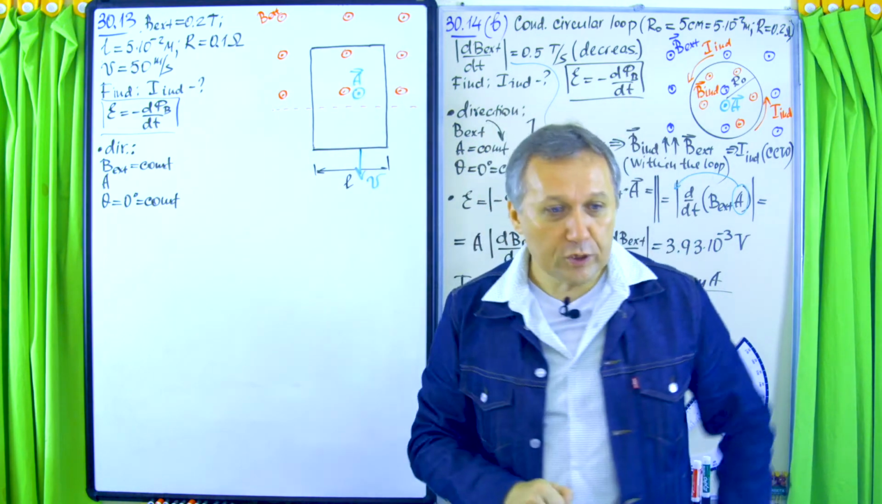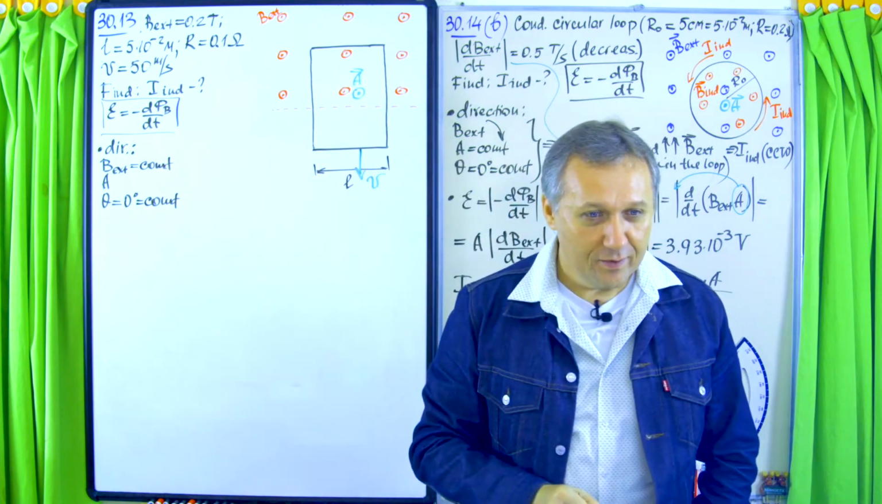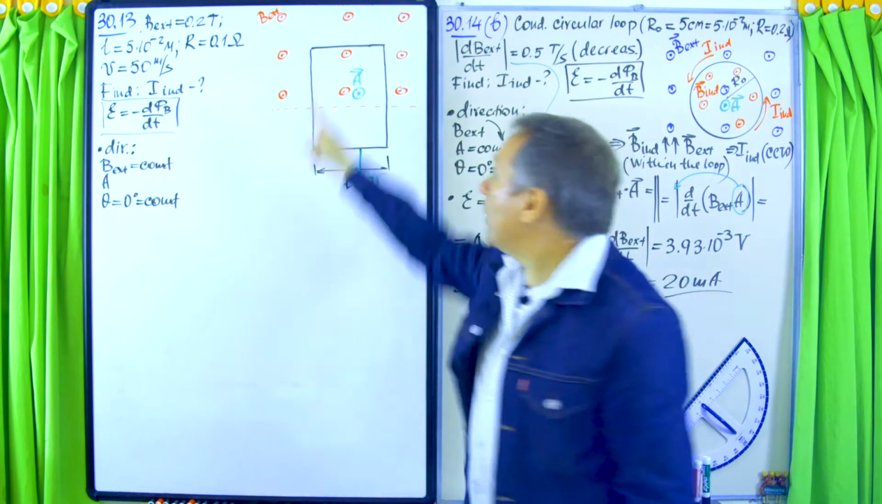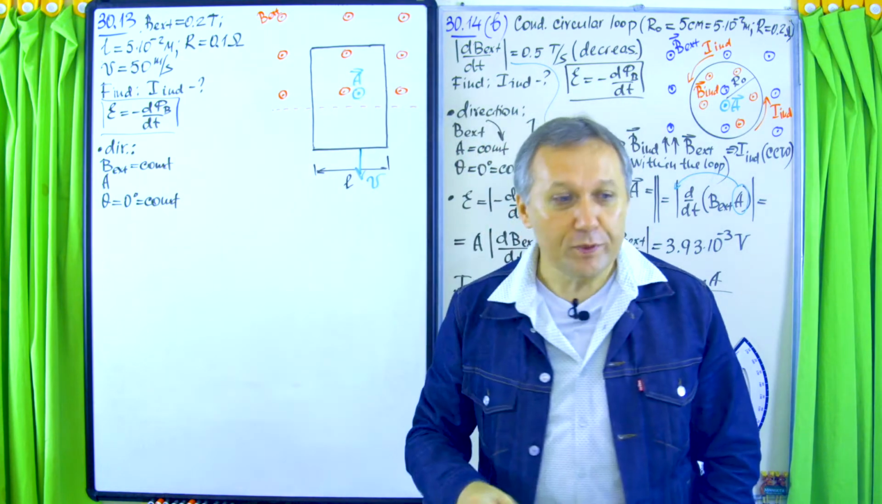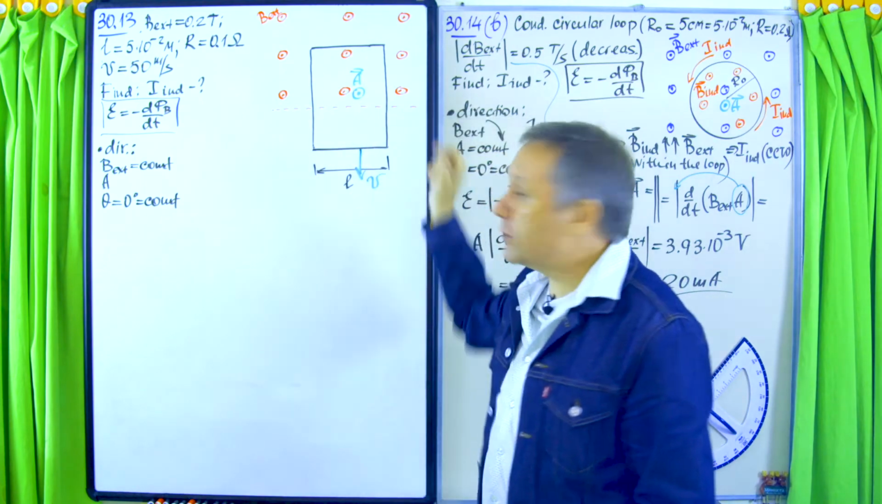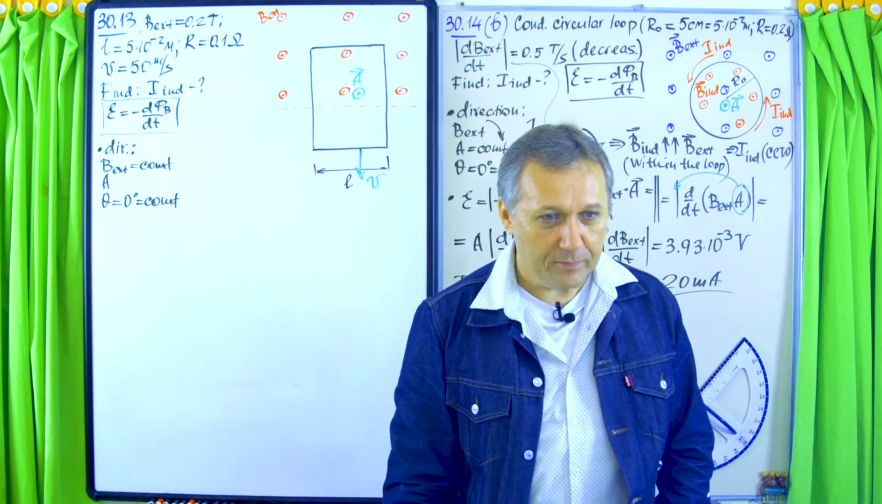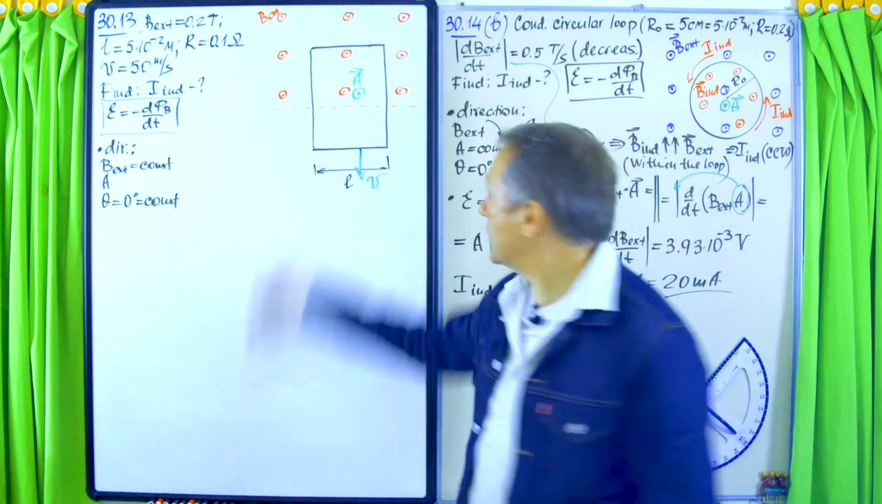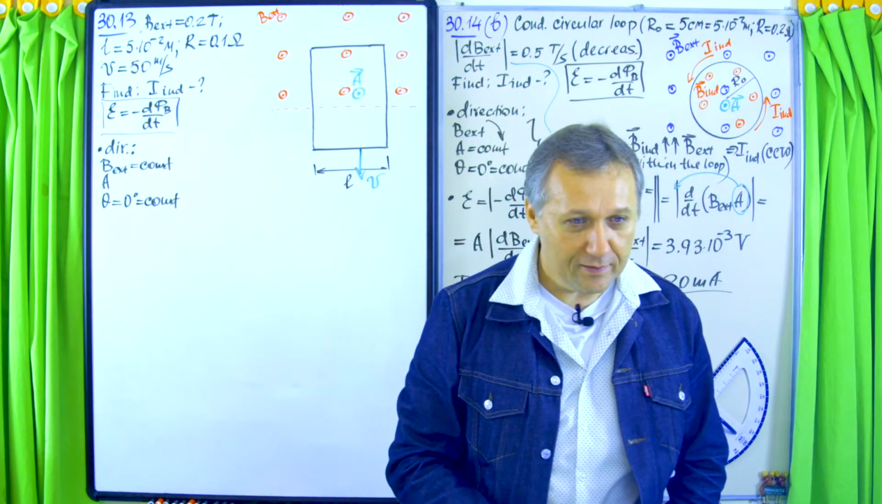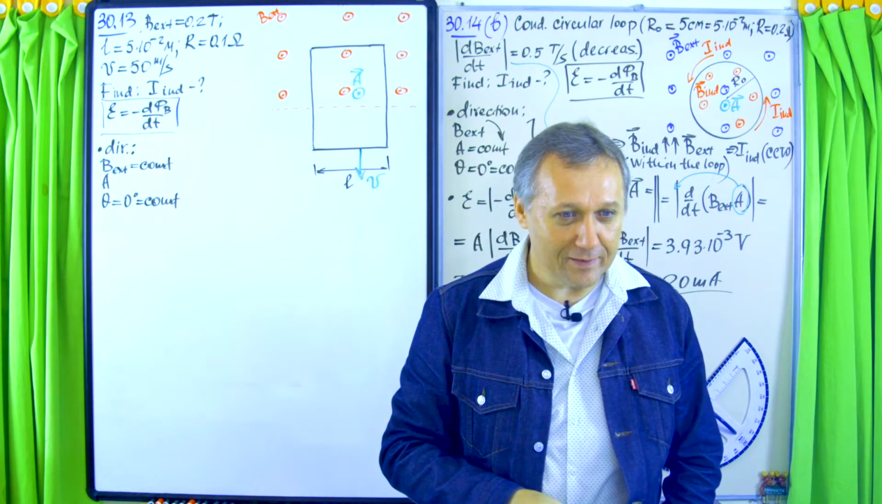Not the whole loop is exposed to the magnetic field, only this upper part. So only this upper part of the loop is going to contribute to the flux, magnetic flux. This part of the loop is not going to contribute anything. It doesn't pay its taxes, right? So only the upper part pays taxes, right? Contributes to the money the government has, right?